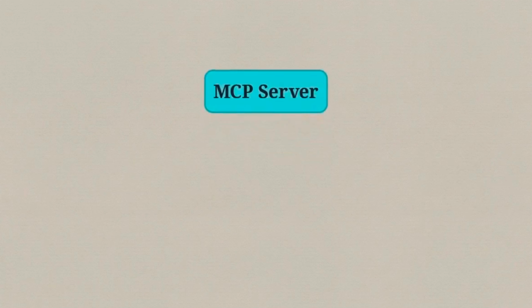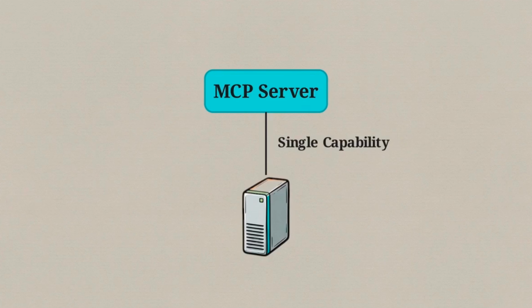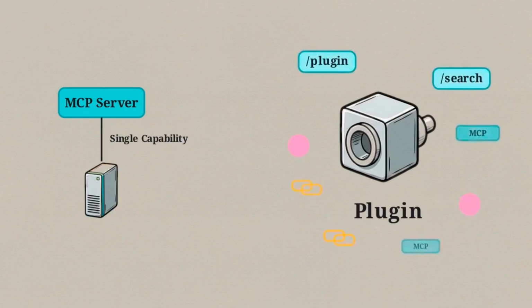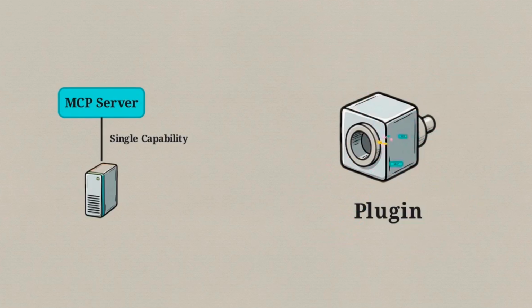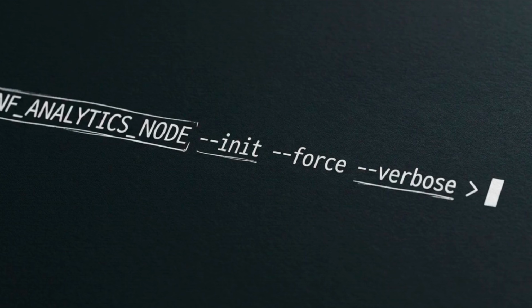Before we install anything, we need to clarify the architecture. An MCP server provides a single capability, like connecting to one specific database. A plugin is a larger container. It bundles commands, skills, and sometimes multiple MCP servers together in one package. To manage these properly, step away from the desktop app and install the terminal-based version of Claude Code. This gives you direct control over your workspace using the /plugin command.